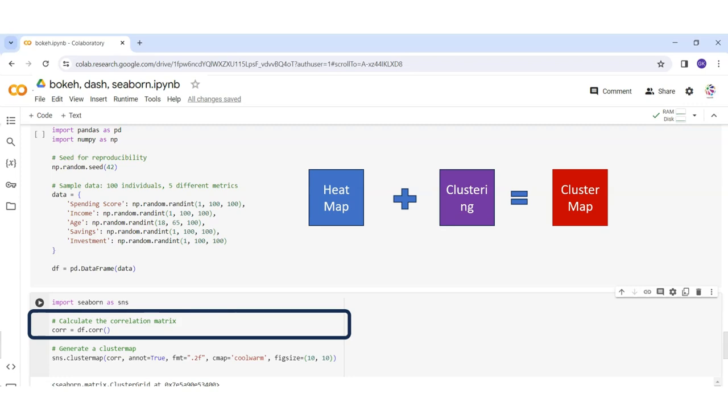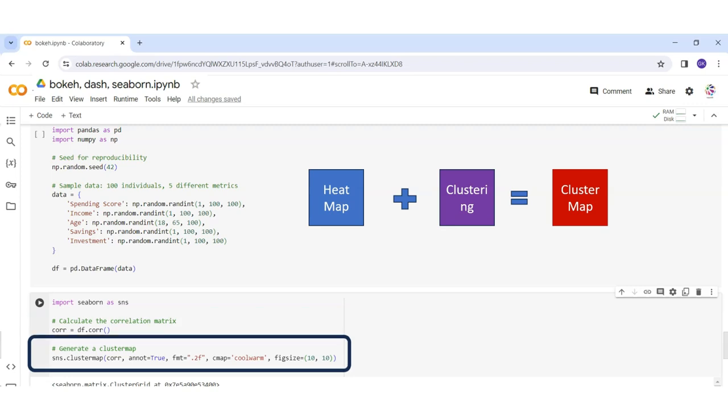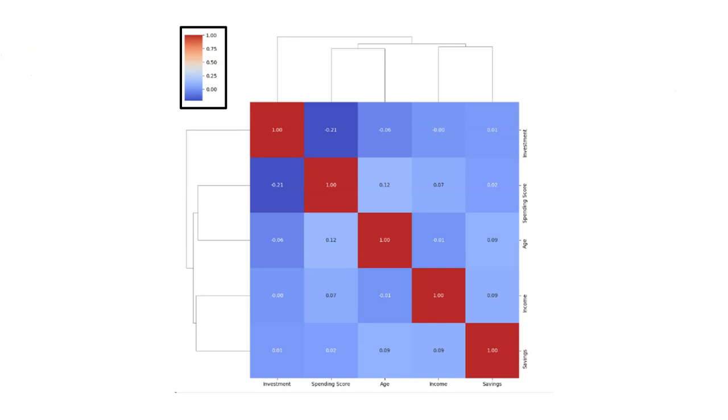If I earn more, will I save more or less? That is the kind of relationship I'm intending to know. Finally, we create a cluster map. The color gradient that you see represents the magnitude of the correlation coefficients between the variables.